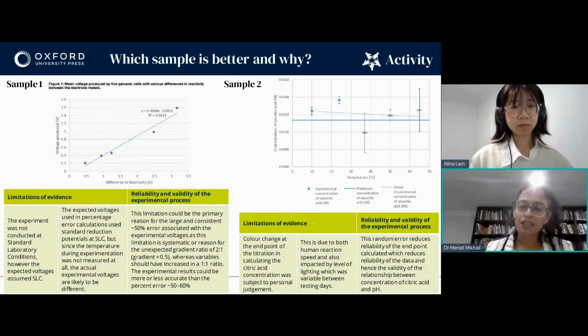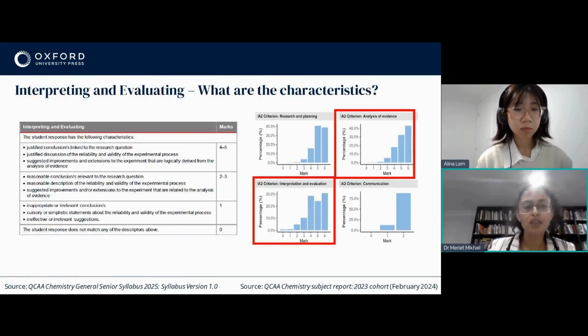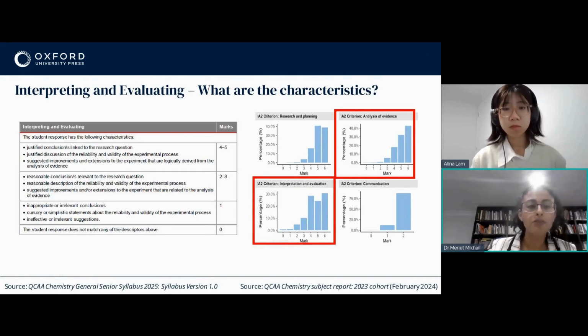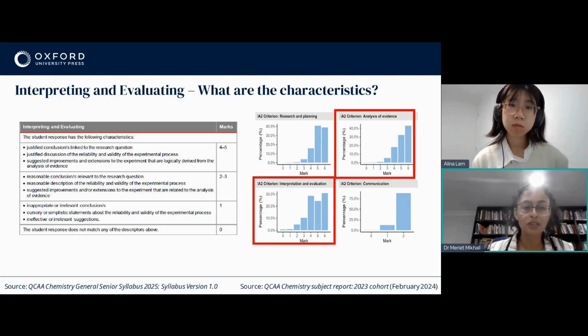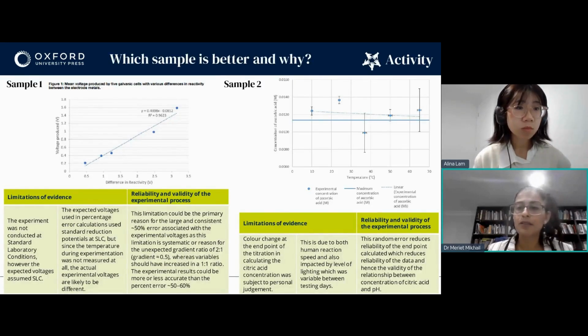If this was a student exemplar, just one very tiny snippet, and you were asked to make a comment on which sample is better and why, the only thing I want you to think of is the justified discussion of reliability and validity of the experimental process. So we're not looking at identification of limitations, or suggested improvements. We're just looking at the two exemplars. Which one do you think is better at making a justified discussion of the reliability and validity of the experimental process, given the two pieces of graphs or data set and the student response? If you guys can go ahead and put your responses or your thoughts. There's no right or wrong.